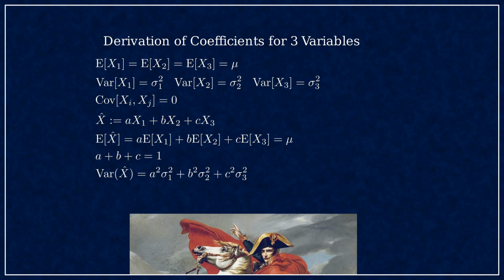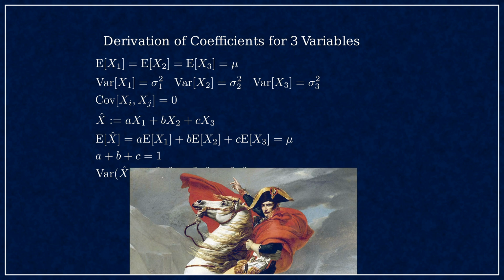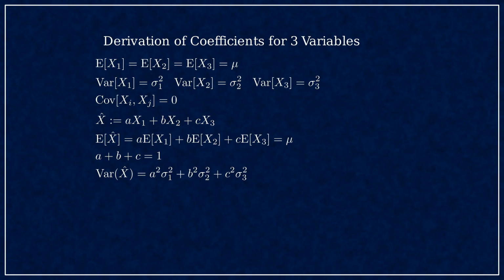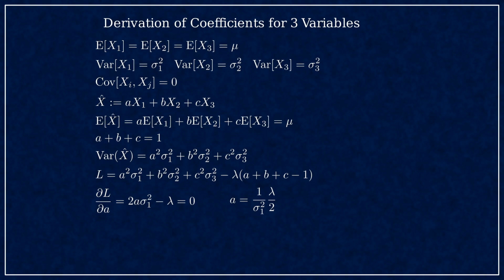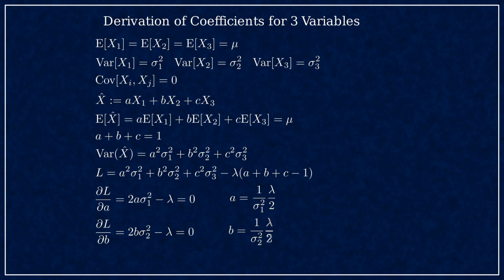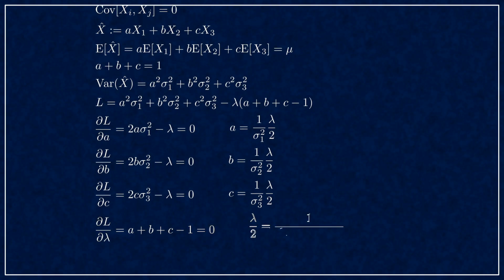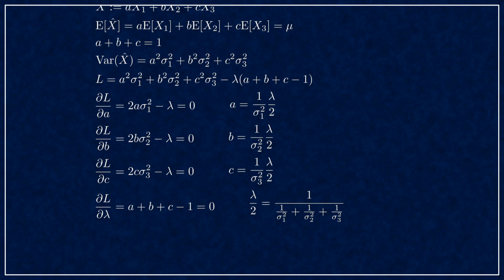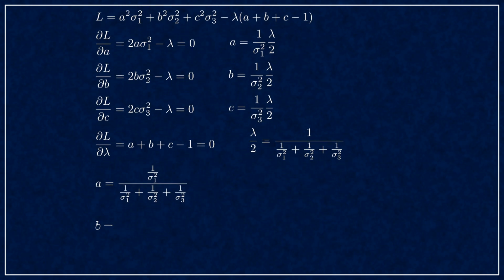Now I hope you're not scared of the French, because I'm going to use the so-called Lagrange method, which is actually pretty nice. Define the Lagrangian as the variance above minus lambda times the constraint, and we'll start differentiating. You can see the pattern that for each coefficient you get 1 over sigma squared times lambda over 2. For the last one, it lets us combine all the other equations to find lambda over 2, and this yields us the coefficients.